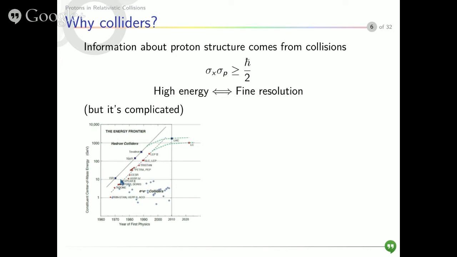This graph shows basically the progression of how the energy of particle accelerators has increased over the years. Since the 1960s, it's gone up and up and up, and now we're at the Large Hadron Collider, the current state of the art. It is operating at, or will eventually be operating at, 14 tera electron volts. And having access to this amount of energy gives us the ability to probe the structure of these particles in unprecedented detail.